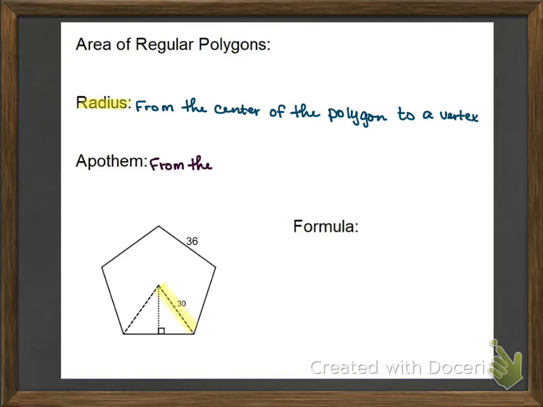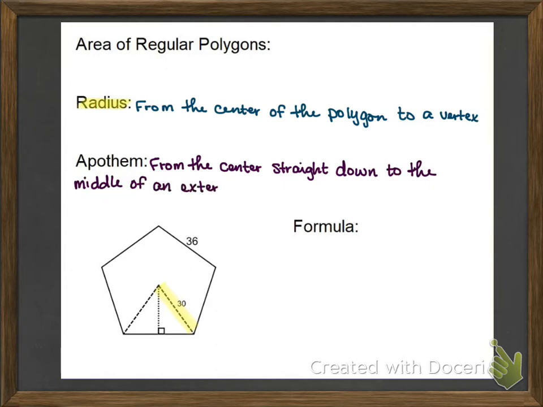The apothem goes from the center straight down to the middle of an exterior side. So if we see it go straight down, it forms a 90-degree angle. So our formula for any regular polygon is the area equals A times P divided by 2, where P is the perimeter around the figure and A is our apothem.